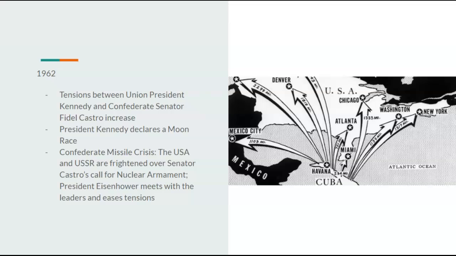And President Kennedy would declare a moon race in his State of the Union address. And the Confederate missile crisis occurred, where the U.S. and USSR are frightened over Senator Castro's call for nuclear armament in the Confederacy, which President Eisenhower would have to meet with the leaders and just say, it's fine, he's not in my administration, he has no say. So he just says, just chill out.